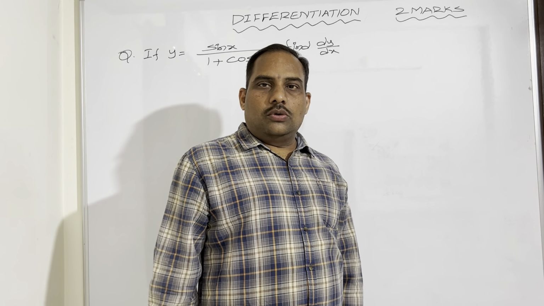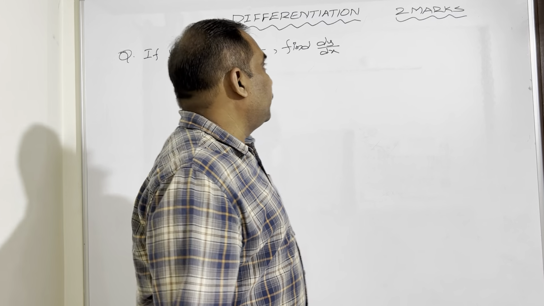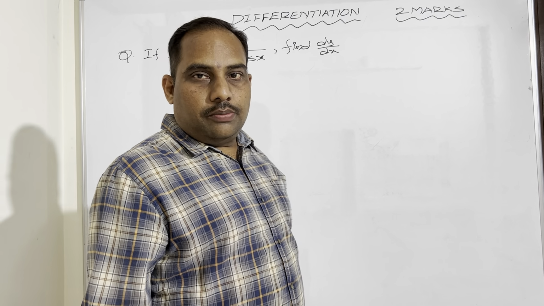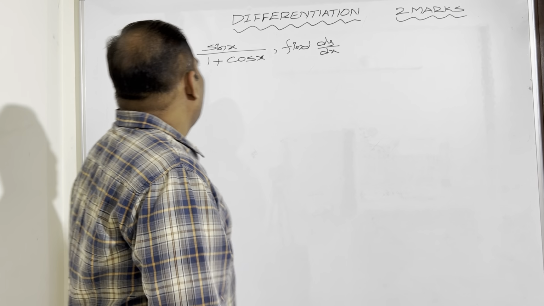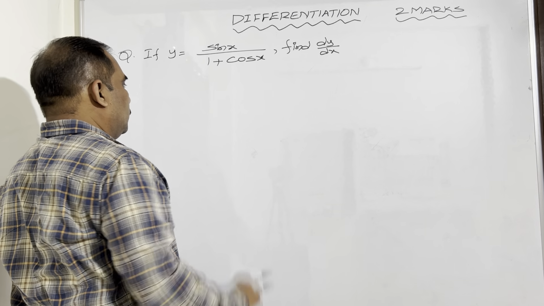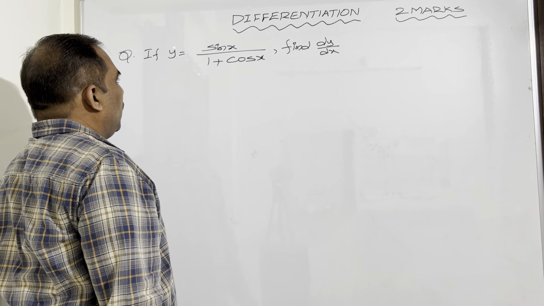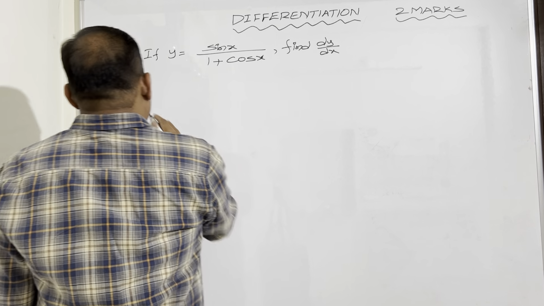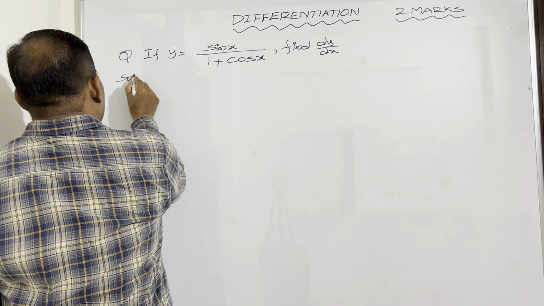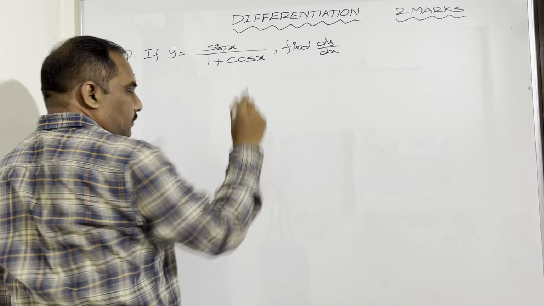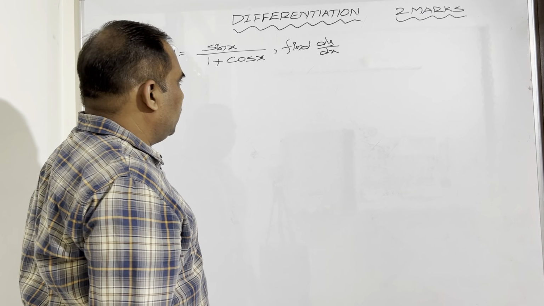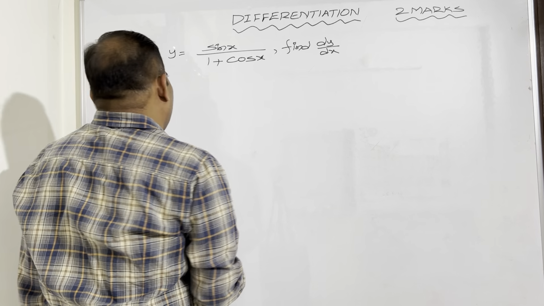In this video, we are going to discuss differentiation, 2 marks, PYQs, previous year's questions. If y is equal to sin x by 1 plus cos x, find dy by dx. The given question is, if y is equal to sin x by 1 plus cos x, find dy by dx.